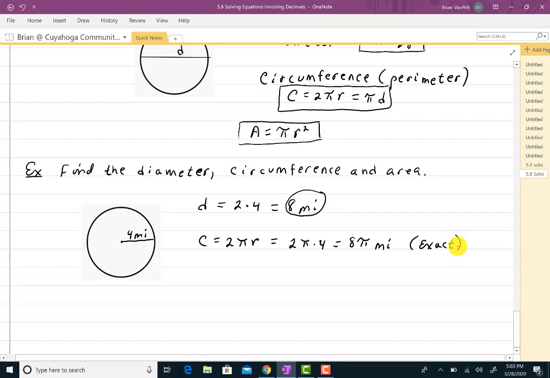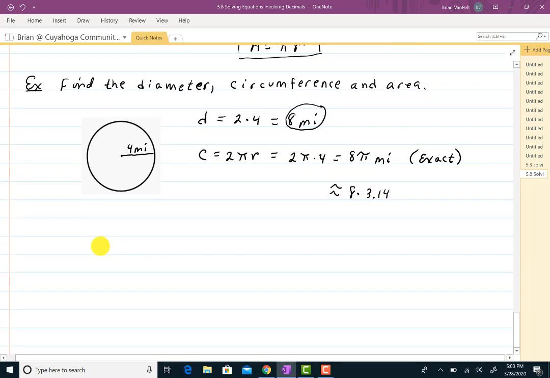If I want to approximate it then, I will do 8 times, for pi, your book wants us to use 3.14. So this is the approximate value then. I will do, I guess over here somewhere, 8 times 314. And I'll remember to move my decimals 2 places when I'm done.